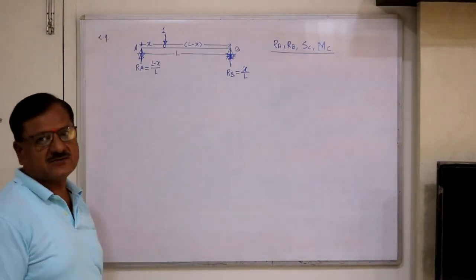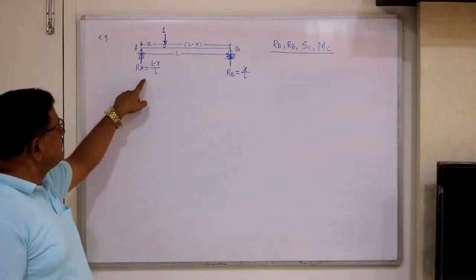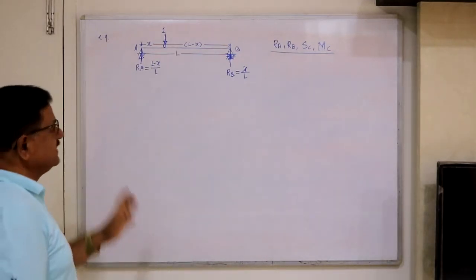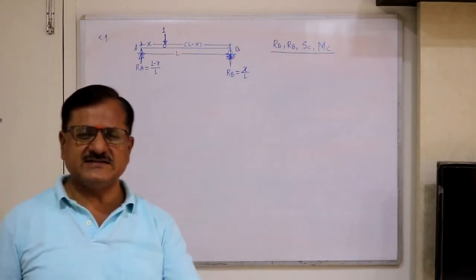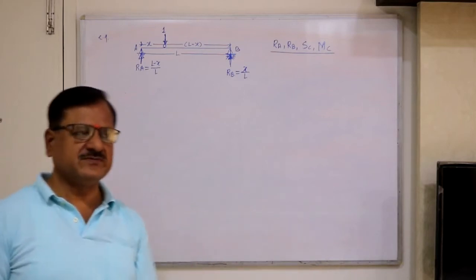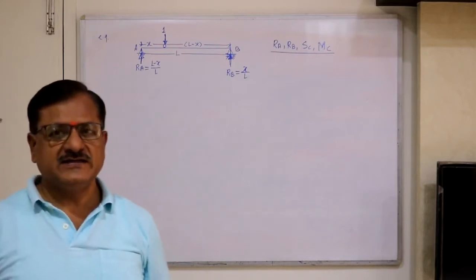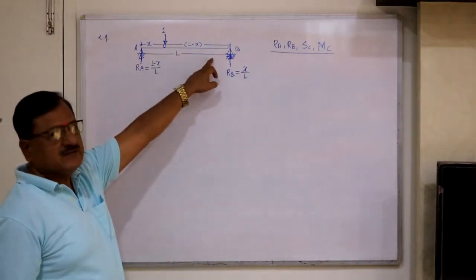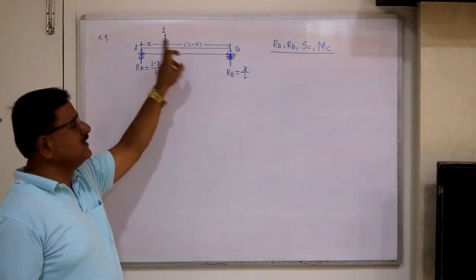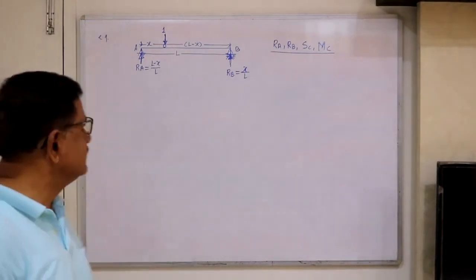How are these reactions calculated? If we take the moment here, you will get RB. Then use summation Fy equal to 0, you will get RA. Simply by using equilibrium conditions, you will get RA and RB. Since there is only one concentrated load, and the ILDs are always constructed for a single concentrated load moving from one end to the other end, for a unit load the left reaction is the load into the right distance divided by span, and the right reaction is the load into the left distance divided by span. So directly you can find out the reactions.